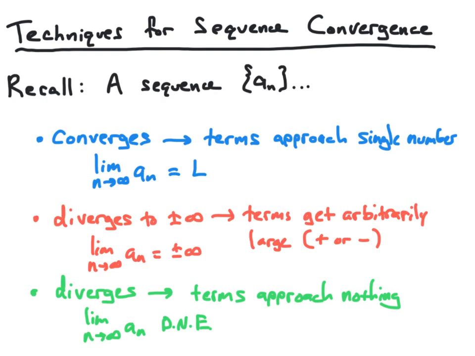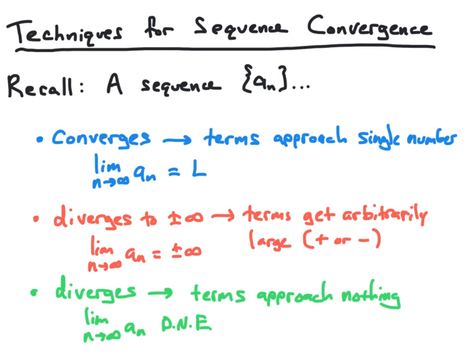Recall that a sequence with a general term a sub n converges if the terms approach a single number as n gets large, in which case we write that the limit as n approaches infinity of a sub n equals L, the number that the terms approach. The sequence diverges to either positive or negative infinity if the terms get arbitrarily large in either the positive or negative direction, respectively, and we either write that the limit as n approaches infinity of a sub n equals positive infinity, or the limit as n approaches infinity of a sub n equals negative infinity.